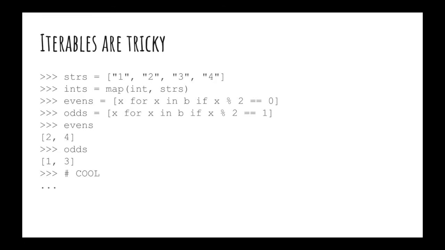But if I retry that same experiment, I get a different result. It's exactly the same code, but when I run it, I get that odds is suddenly an empty list. Does anybody know what's the difference between the first snippet and the second snippet?